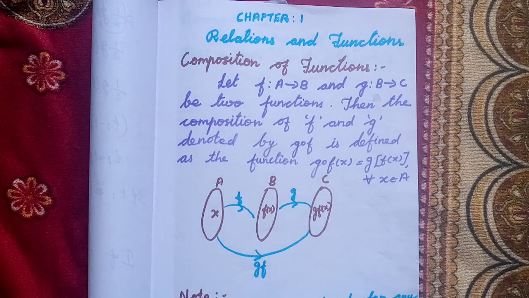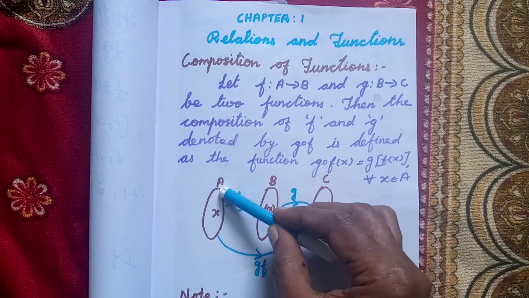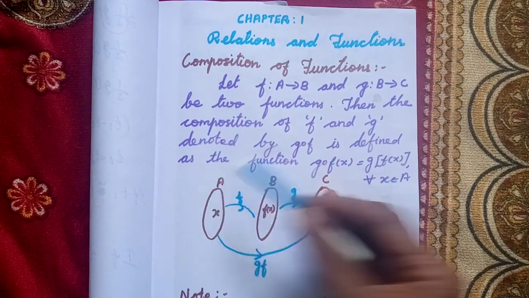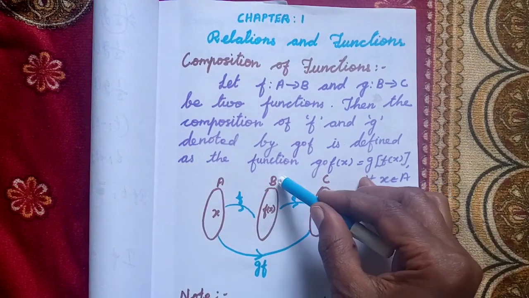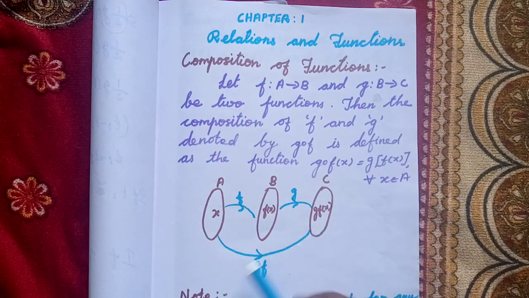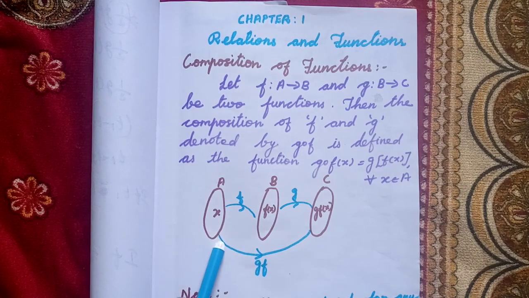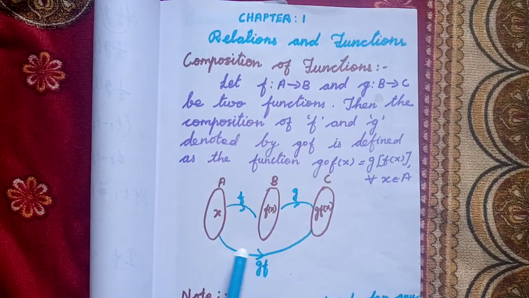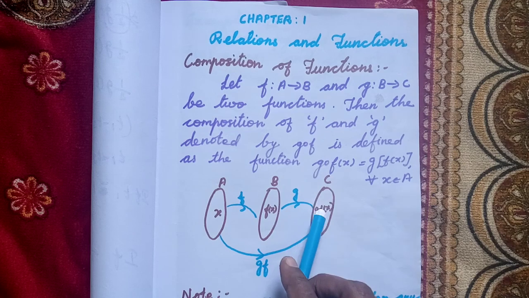Then the composition of f and g is denoted by g composite f, defined as g composite f of x is equal to g of f of x. Now one function I am taking, that x belongs to A. Next f of x belongs to B. Then g composite f of x, here f of x, here g of x.